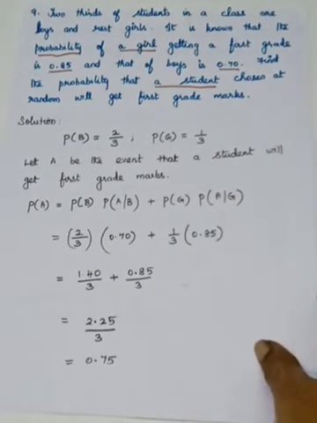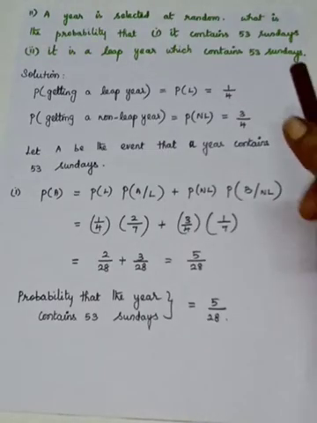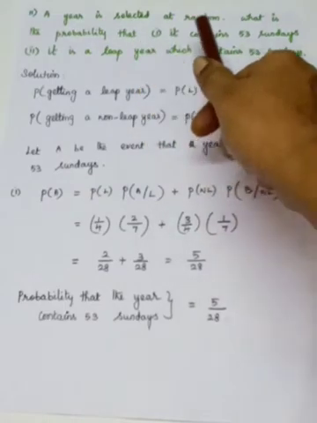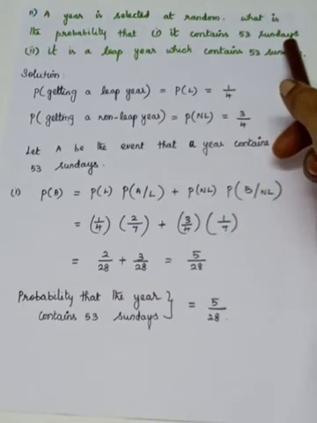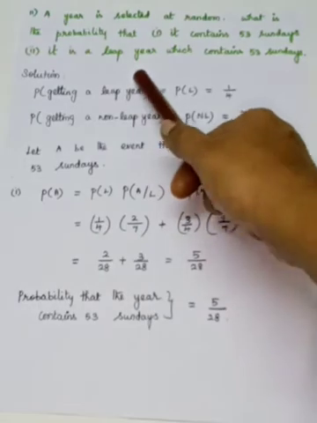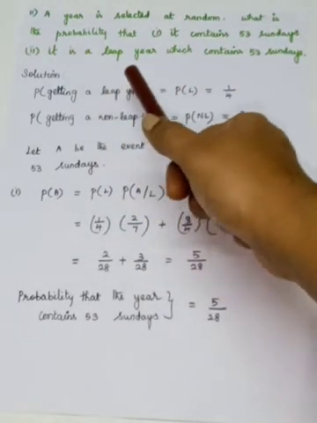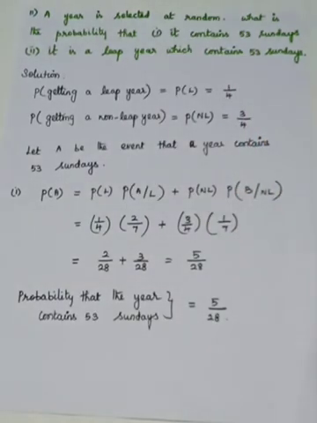Coming to problem number 11. A year is selected at random. What is the probability that it contains 53 Sundays? And the second one, what is the probability that it is a leap year which contains 53 Sundays? So only 1 year we have to select.